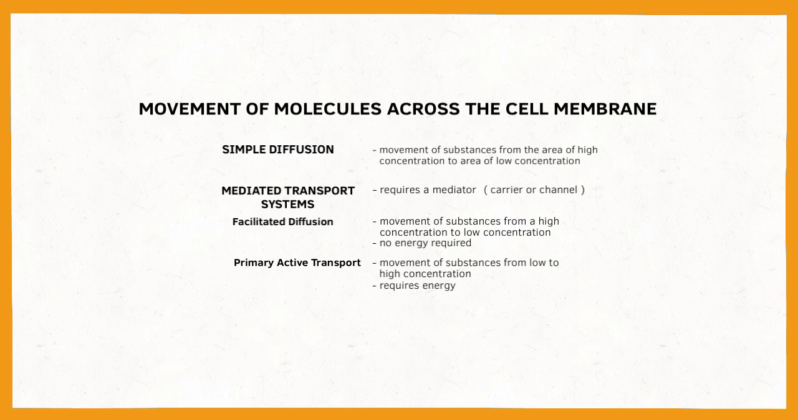And lastly, secondary active transport. In secondary active transport, a transporter protein couples the movement of an ion down its electrochemical gradient to the uphill movement of another molecule or ion against a concentration electrochemical gradient, which means in secondary active transport, the movement of substances is also from the area of low to higher concentration.